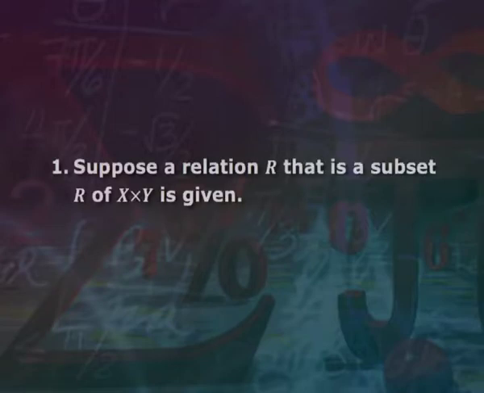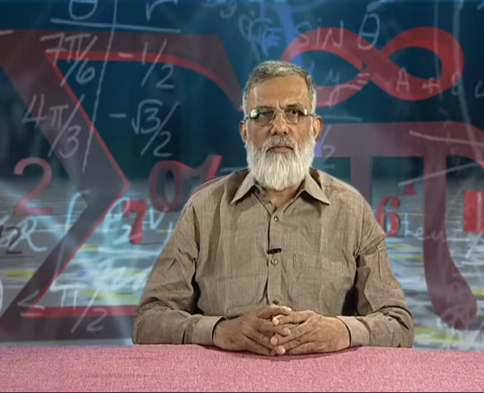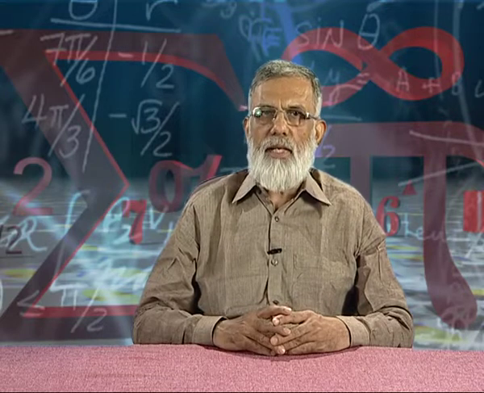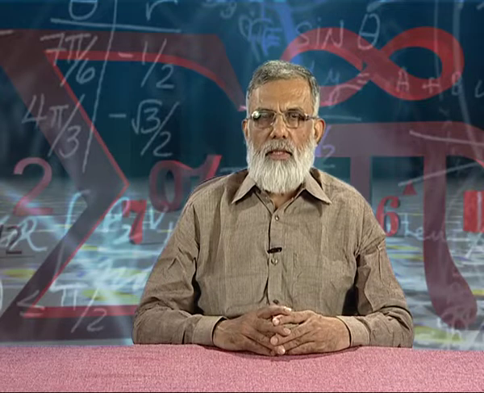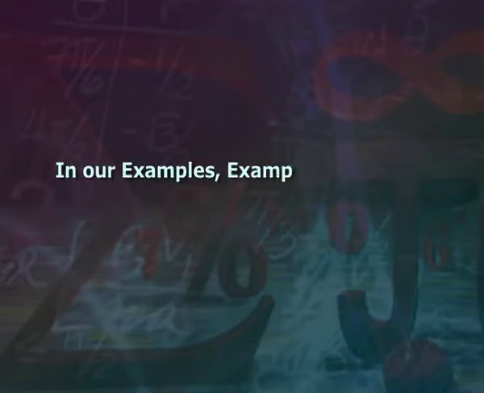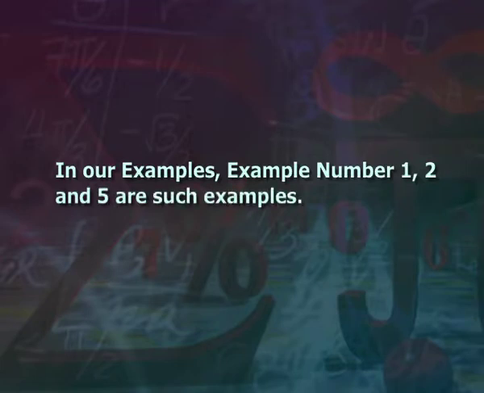Now, I will make some remarks on this. 1. Suppose a relation R that is a subset of X cross Y is given. Note that it is not necessary that for every element x in X, there is some y in Y such that ordered pair (x, y) is in our relation R. In our examples, example number 1, 2 and 5 are such examples.